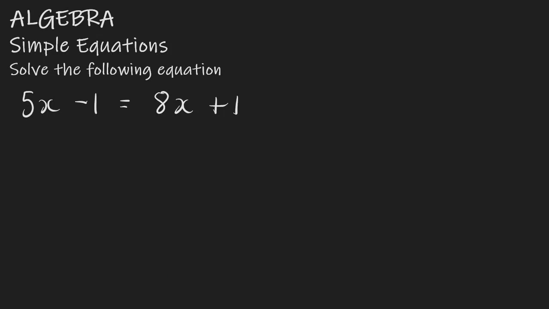So solving my simple equation, I want all my x terms on the left-hand side of the equal sign. So 5x, my positive 8x will be going across the equal sign, so it becomes negative 8x is equal to positive 1 on the right-hand side of the equal sign, 1. I have negative 1 on the left hand of my equal sign and I want it to go across the equal sign, so it becomes positive 1.